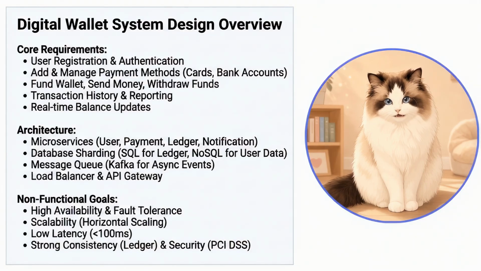Now let's consider a failure scenario. In a microservices architecture where Wallet A and Wallet B are managed by different database shards, what happens if Wallet A is debited successfully, but the system crashes before Wallet B is credited?